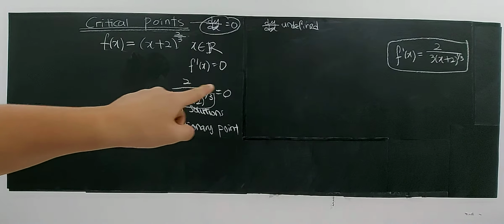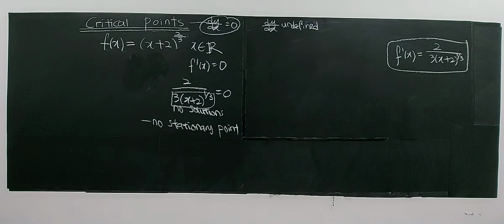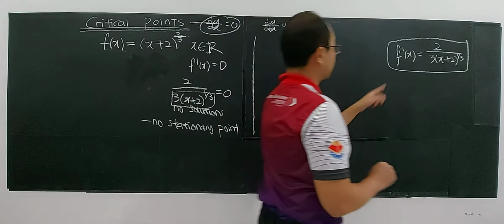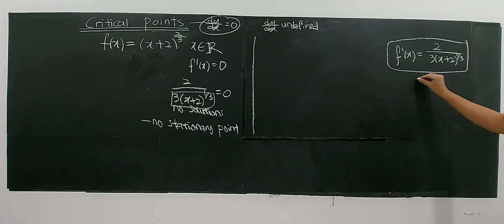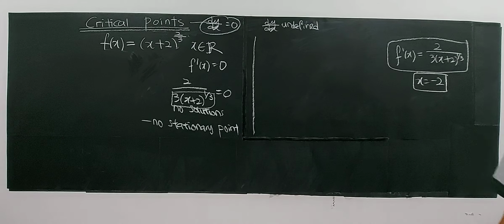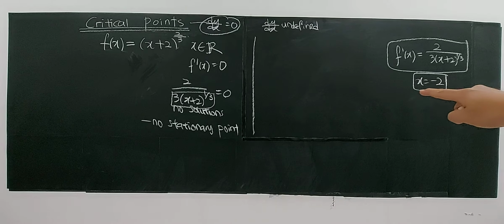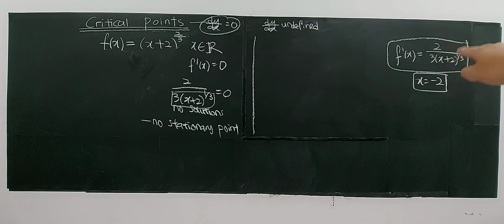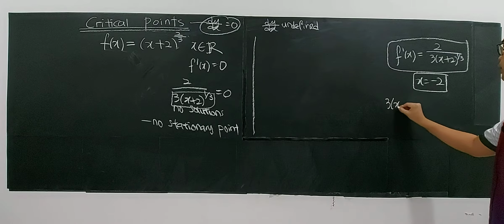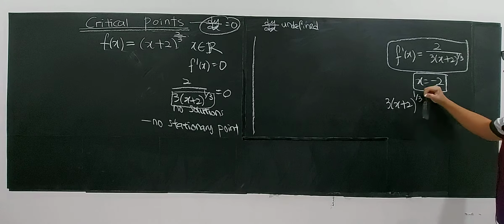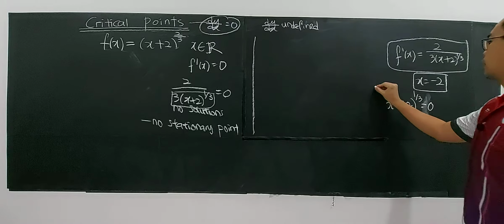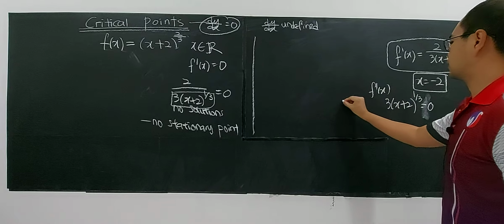Okay, look at this function here. f'(x) equals 2 over 3 times (x+2) to the power 1 over 3. x equals negative 2 is causing this to be undefined. Why? Because 3(x+2) should be 0 there, and so f'(x) is undefined.